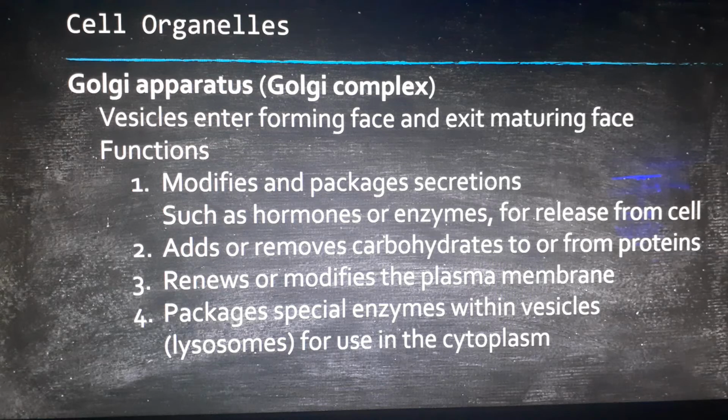So jobs, what's going on inside the Golgi? It's going to modify and package secretions and get them ready for release. It can add or remove carbohydrates from the proteins that were created by the rough ER. It is going to be responsible for making new sections of membrane: when the vesicle goes to the surface, it's just going to open itself up and join the membrane. So we're renewing sections of the membrane from the walls of vesicles. It can package special enzymes within vesicles, and they will become lysosomes in order to be used by the cell as a separate organelle.